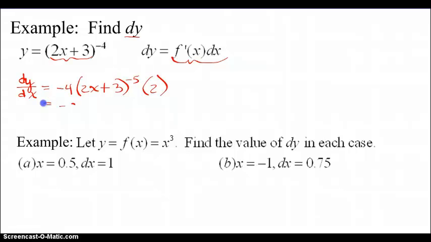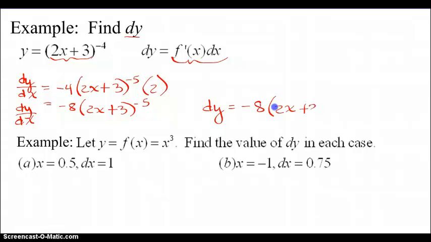So we could clean it up. That's negative 8 times the quantity 2x plus 3, all raised to the negative 5. Now that's dy dx. It asks for dy. Well, the difference between the derivative and differentials is multiplying through by dx. So this dy is negative 8 times the quantity 2x plus 3 to the negative 5th power times dx. There is dy.